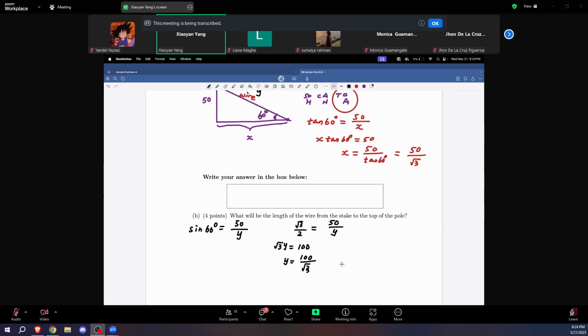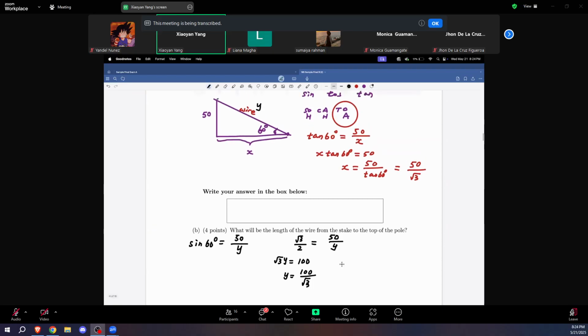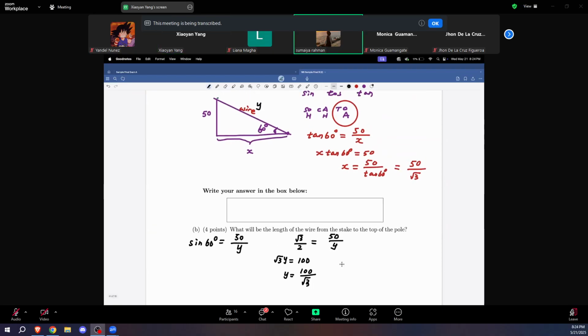Is this okay? If it's still not okay, I can explain one more time. I understand it now. Thank you. Okay. Anything else? Yes. Can you explain question 10? Same paper.